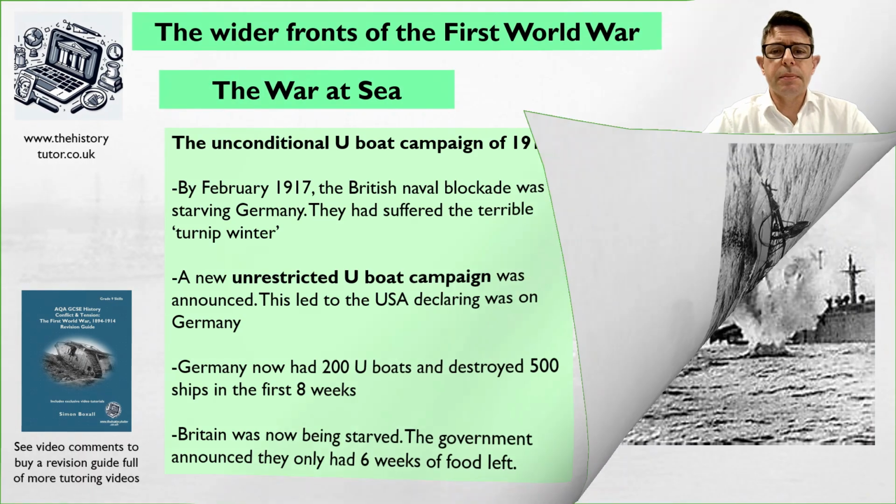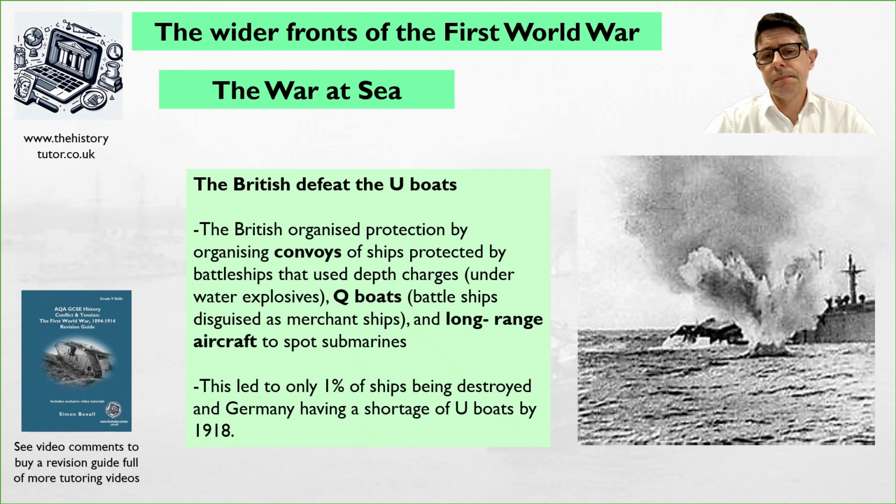So the British started to protect their supply fleets. They organised protection by having convoys of battleships protecting their supply ships. Also, they had depth charges. These were charges that you could drop from a battleship and they would explode underwater and potentially damage submarines. They had Q-boats. These were battleships disguised as merchant ships. And they had long-range aircraft to spot submarines before they went underwater.